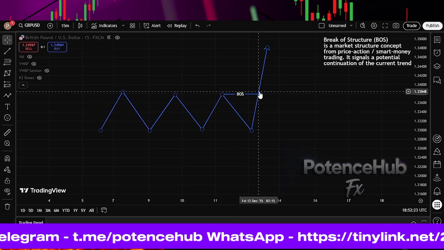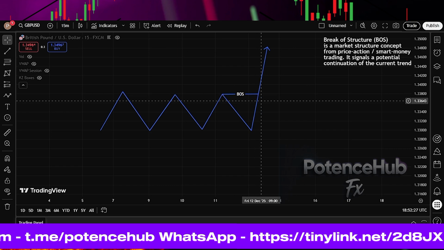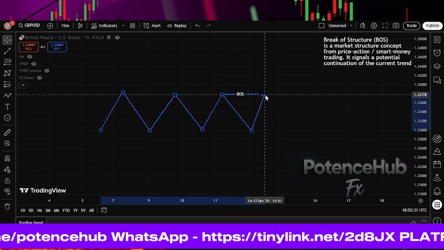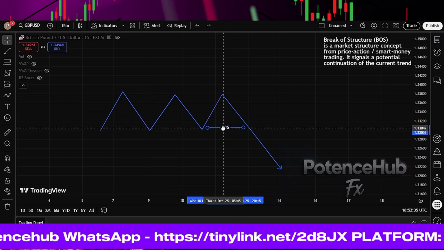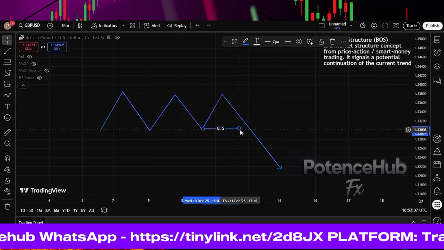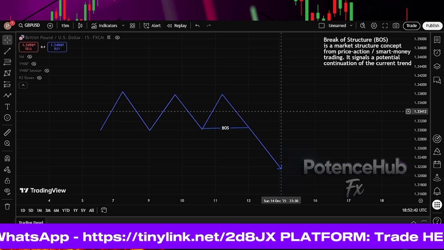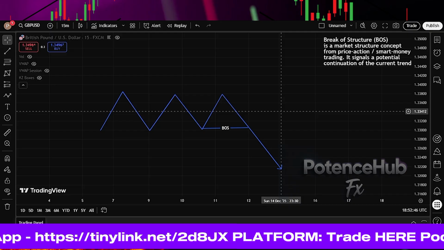Now this is a bullish break of structure. It could also be a bearish break of structure. So in that case, you'll be having something like this instead. At this point, this becomes the new break of structure if it's a bearish trend. So a break of structure is the continuation from the current trend. Yes, a continuation from the current trend.